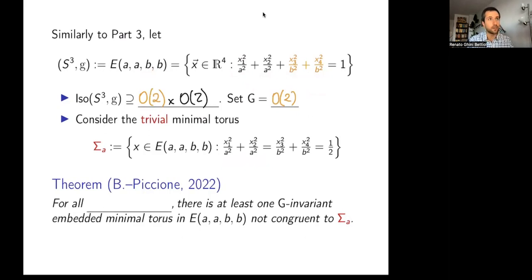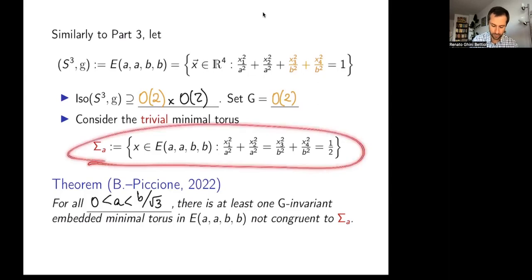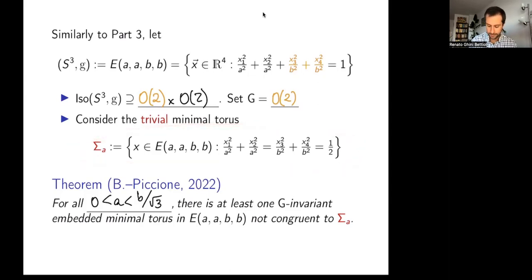Okay, so the result about this that we have, and this is again joint work with Paolo Piccione, to appear very shortly, is that if A is a positive number less than B over the square root of 3, for these values of A, then there is at least one G-invariant minimal torus embedded in this ellipsoid, other than that one.